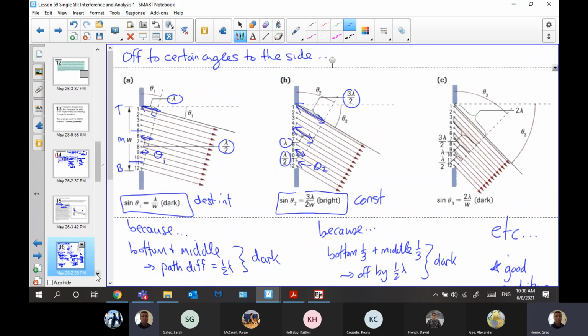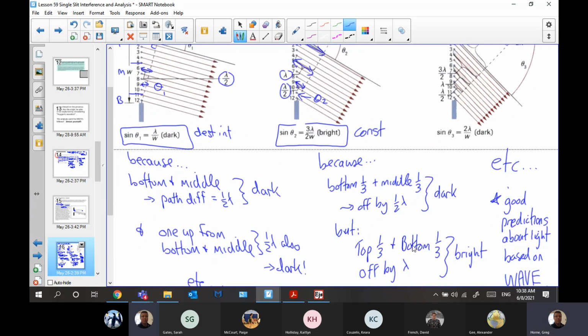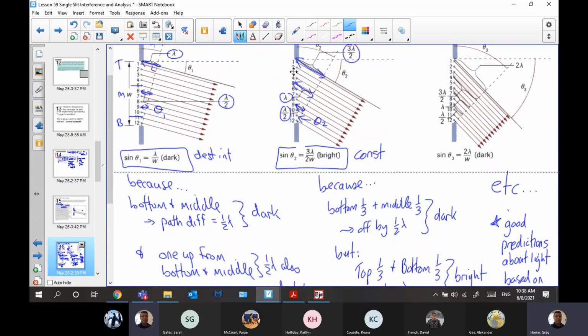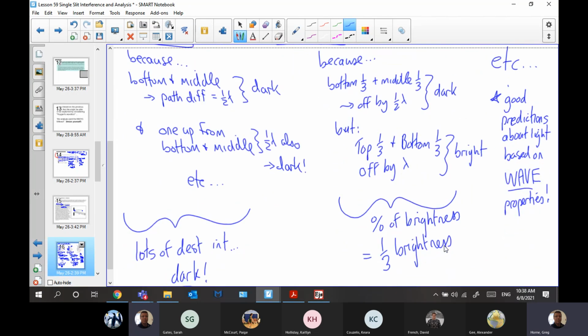So the next step is to say, okay, well, what about constructive interference? I'm going to show here, trying to reason it out roughly, that if we had a path difference of 3/2 wavelengths, then if you look at the bottom third and the middle third, they're going to be off by half a wavelength, so that's going to be dark. But the top third and the bottom third are off by a full wavelength. So you've got some dark and some bright pairs, and basically you're going to be at a fraction of the brightness. You're going to be at 1/3 the brightness.